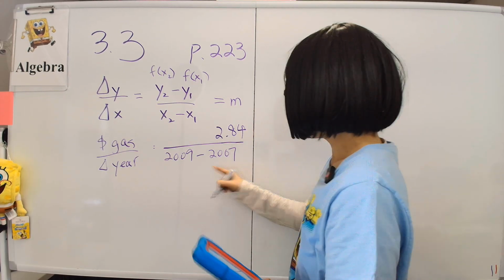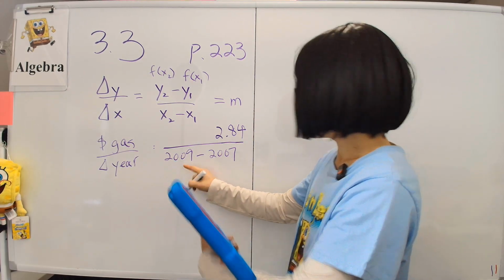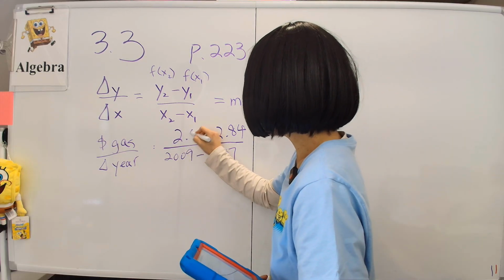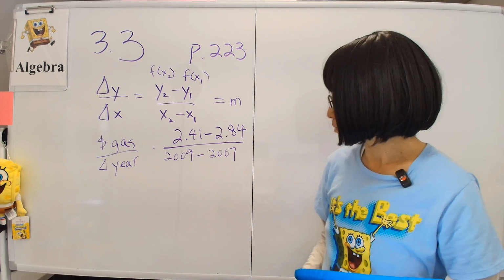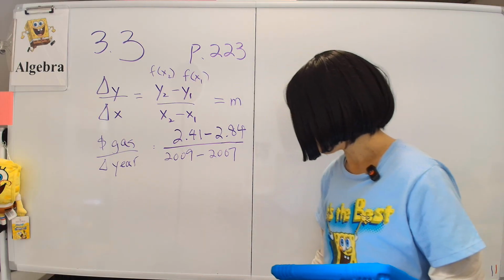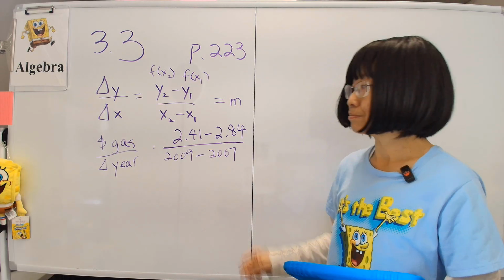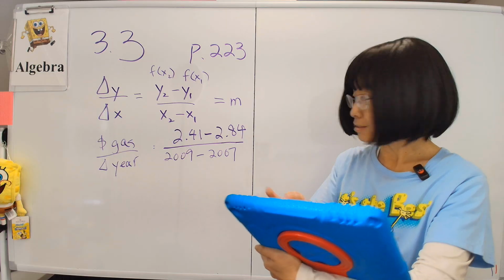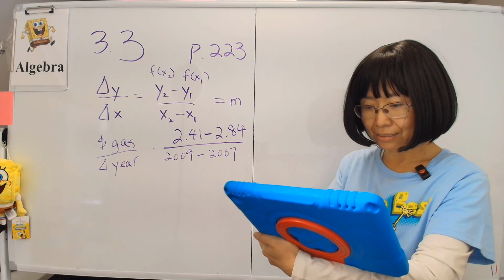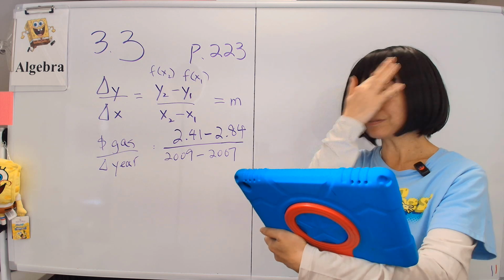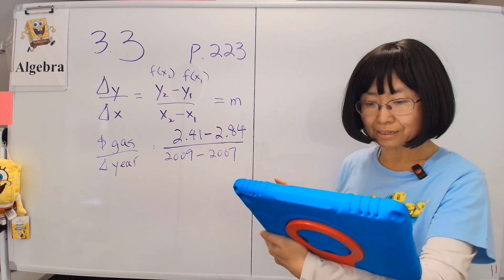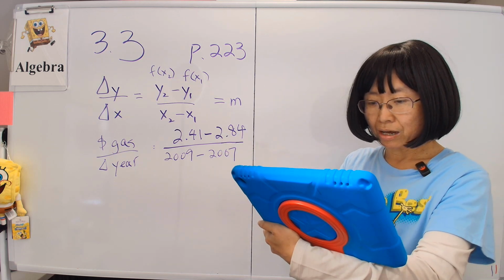And then later, 2009, our price is 2.41. Do the subtraction, and whatever this comes out to be would be our change of gas compared to the change of the year. As you can notice, apparently the gas price went cheaper. So please do this yourself. Use the calculator to calculate this.